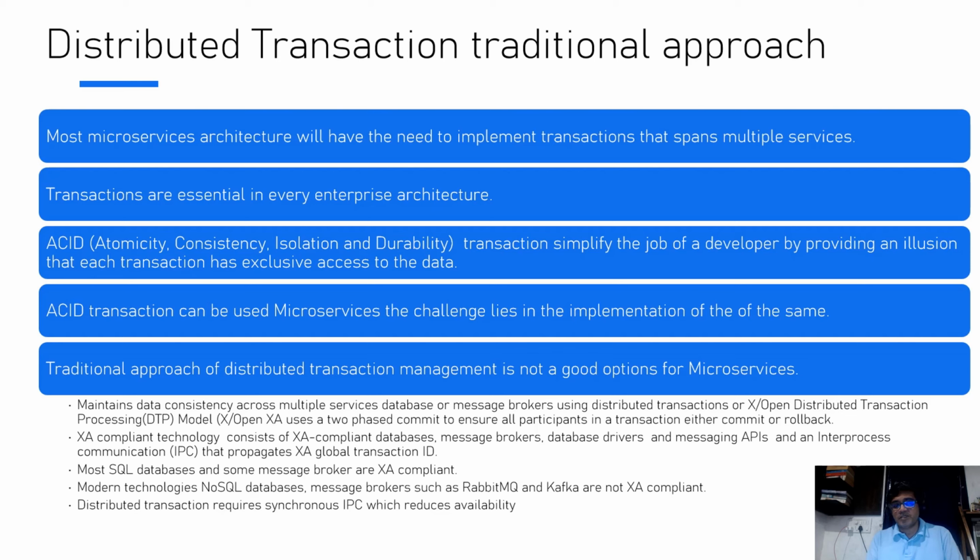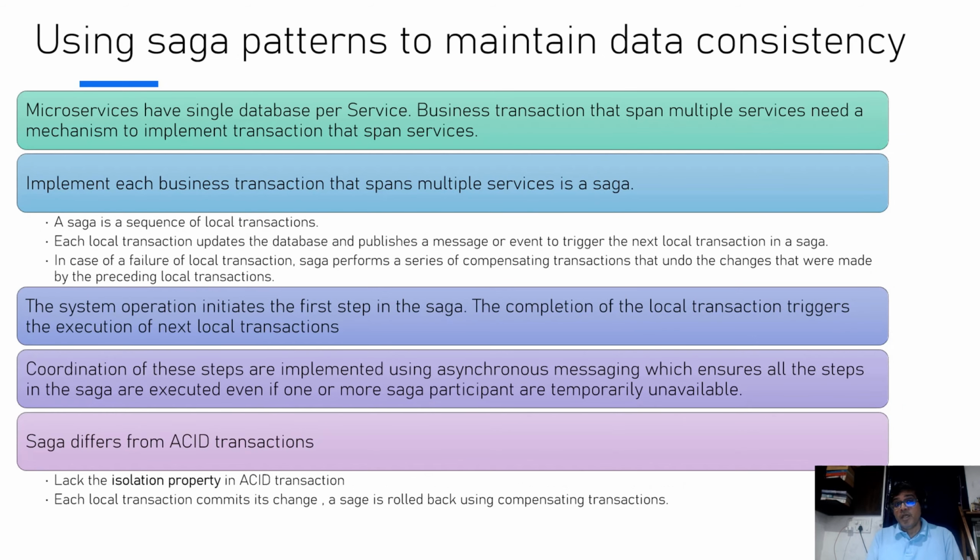Now, most SQL databases and some message brokers are XA compliant. Modern tech, however, such as NoSQL databases and message brokers like RabbitMQ and Kafka, are not XA compliant. That gives rise to a problem. Of course, distributed transactions require synchronous IPC, which reduces availability. That's one of the reasons why going down that path doesn't really work. Now, microservices have a single database per service, and business transactions that span multiple services need a mechanism to implement transactions that span services.